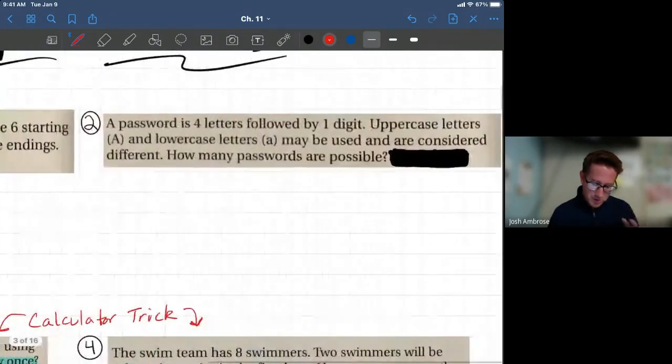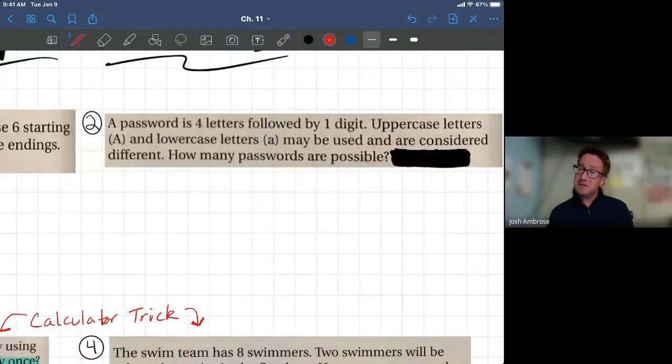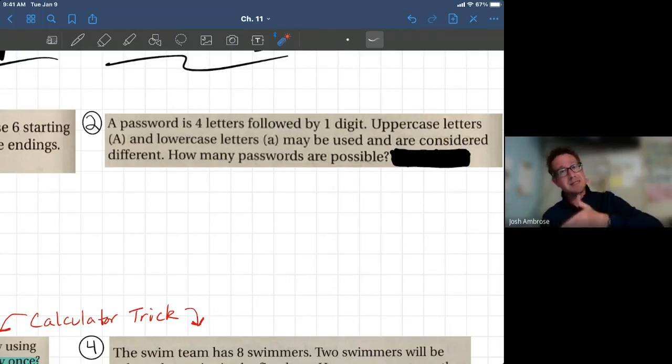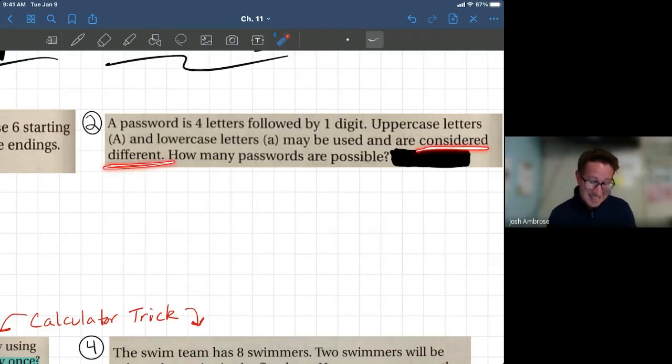Example problem number 2 is also a fundamental counting principle, but this is what I'm talking about when I say they enhance this. There's a lot more going on in this. So you have a password, all right? In the password, there are 4 letters, and then you have 1 digit. But this is a key piece: you have uppercase letters and you have lowercase letters. So in this example, that means you have 26 uppercase and 26 lowercase. And as they say here, those are considered different.